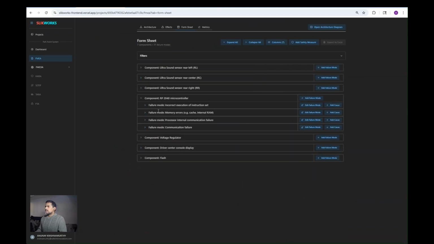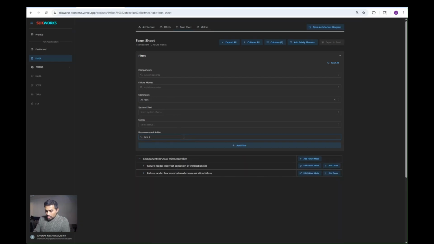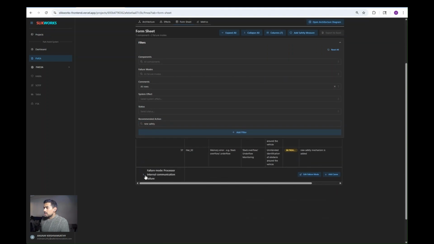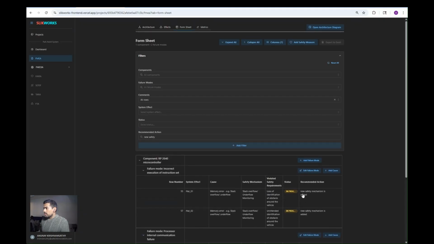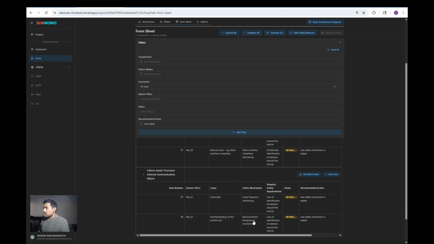So these are a couple of examples. Now, what we could also do is go into the filters, and try to search based on recommended action, new safety. So I want to see what are the new safety mechanisms that have been added. So I know these are the rows where new safety mechanisms are added. So we've added a stack overflow underflow monitoring, then we've added clock monitoring, then we added microcontroller temperature monitoring.